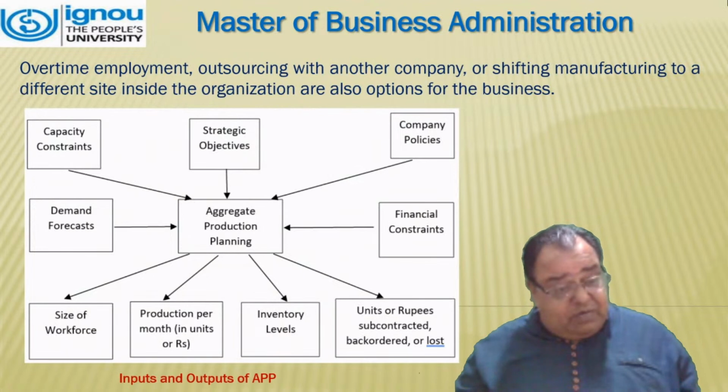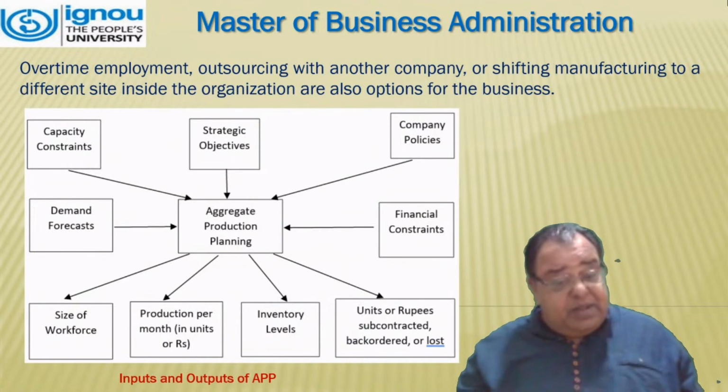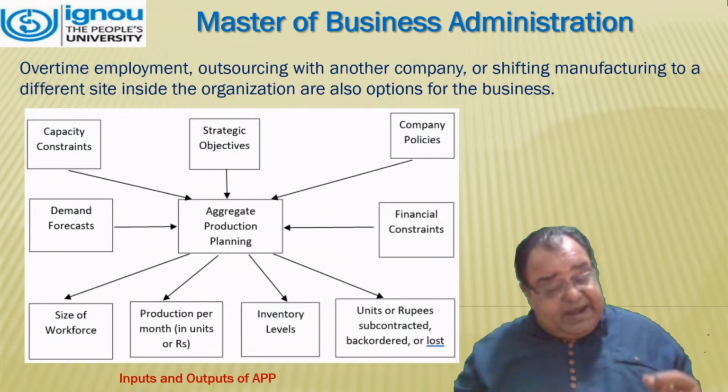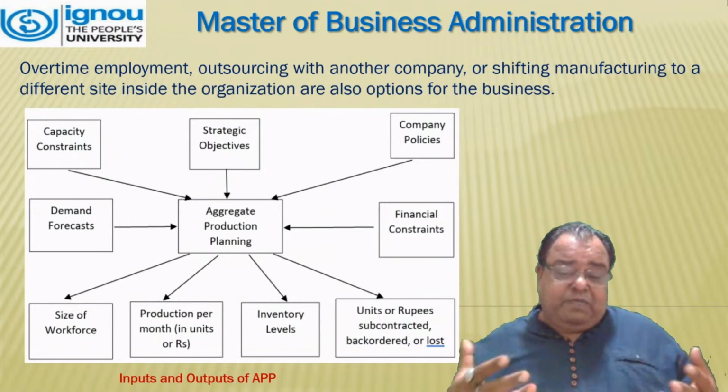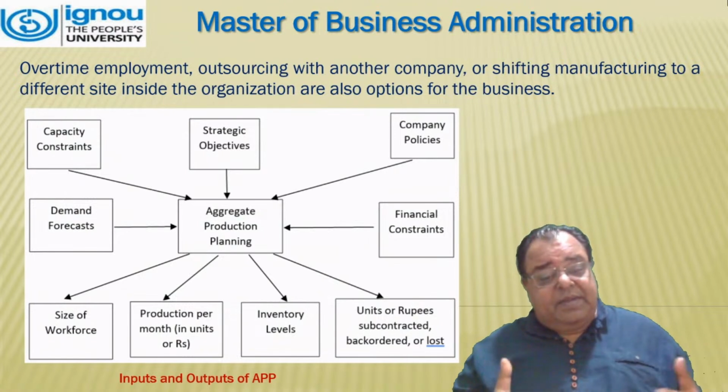And what we are getting after evaluating aggregate production planning is the size of the workforce required, the production per month, inventory levels, and units or rupees subcontracted, back ordered or lost.